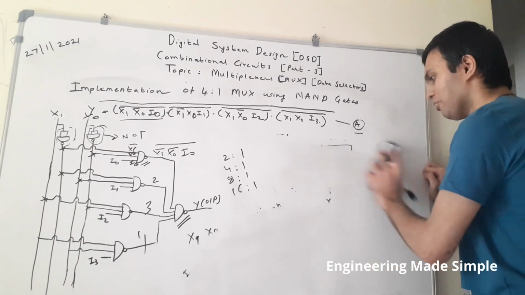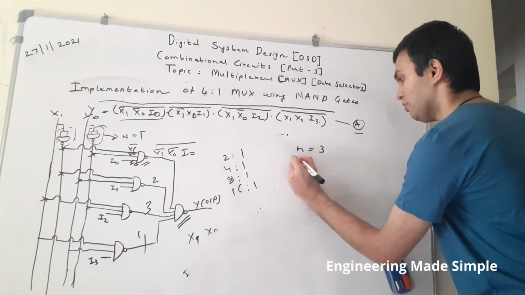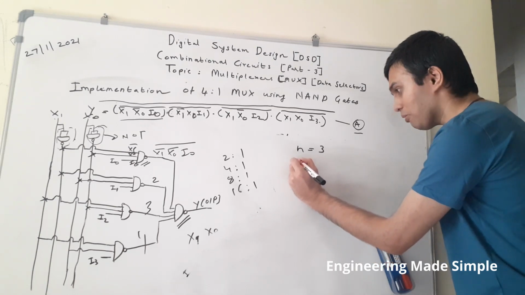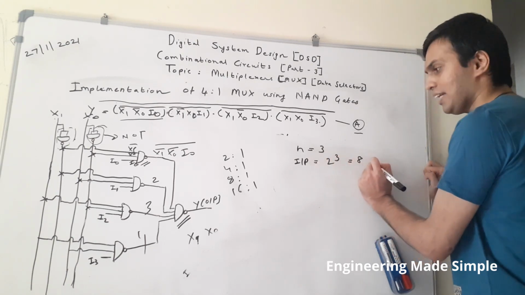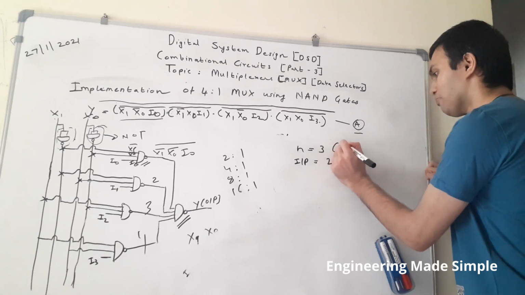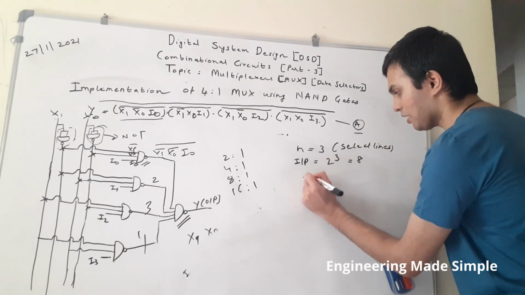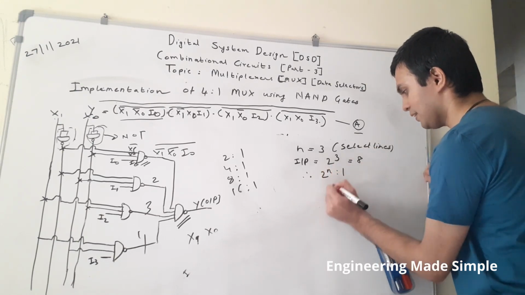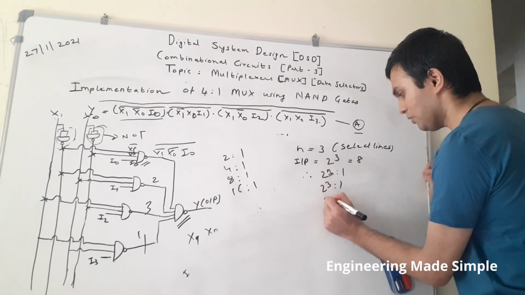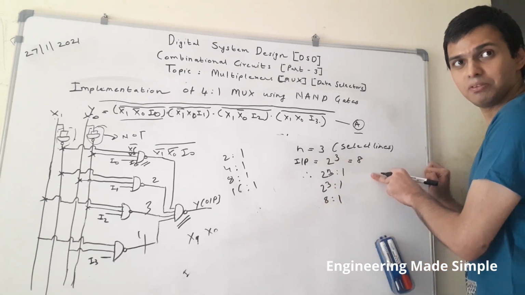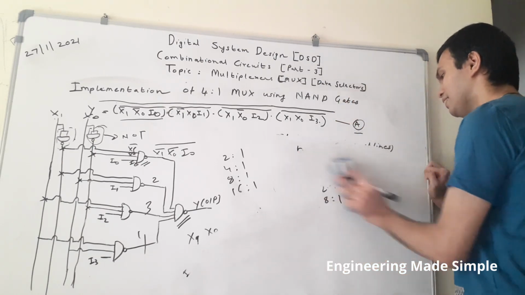Similarly, if the number of select lines is 3, the maximum possible data inputs are 2^3, that is 8. The number of select lines is 3. Then what will our circuit be? Our circuit will be a 2^n:1 mux. So what is n? The number of select lines, in this case 3, so 2^3. It will be nothing but an 8:1 mux. So whenever we have three select lines, we have an 8:1 circuit.